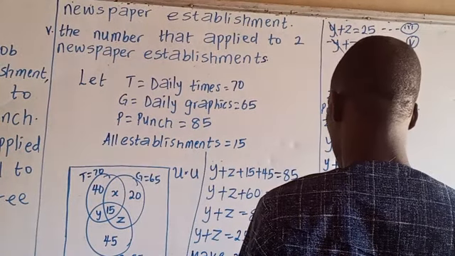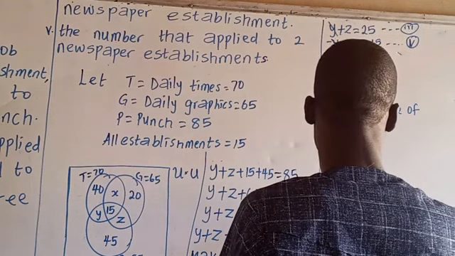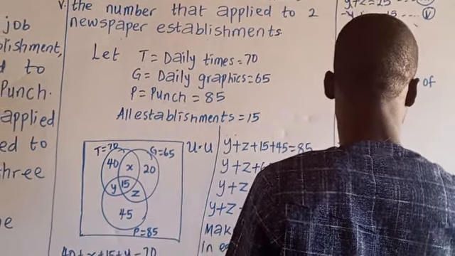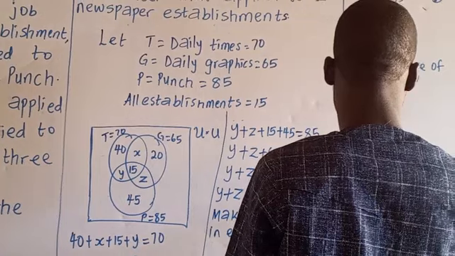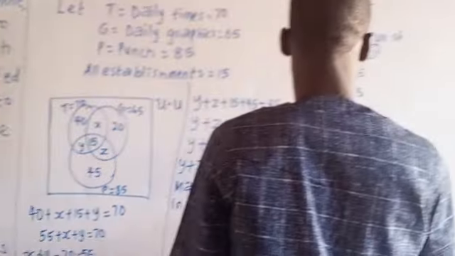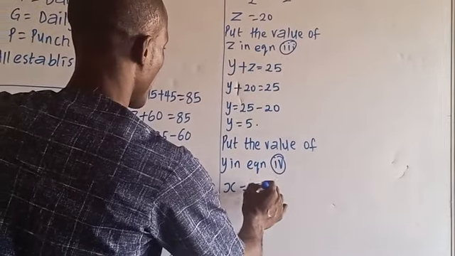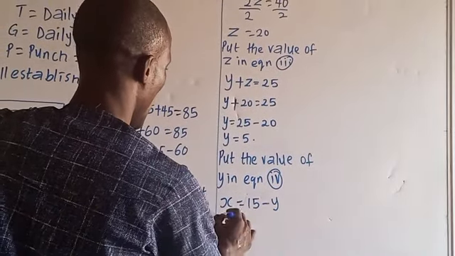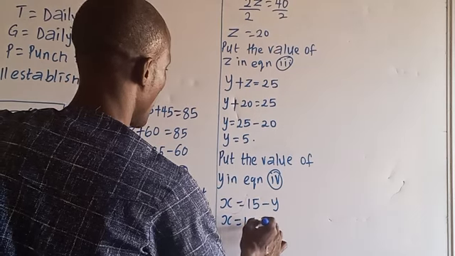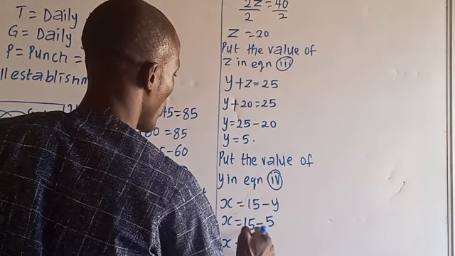Now to get the value of our x, we're going to put the value of y in equation 4. Our equation 4 says that x equals 15 minus y. Now x equals 15 minus, the value of our y is 5. So x equals 15 minus 5.